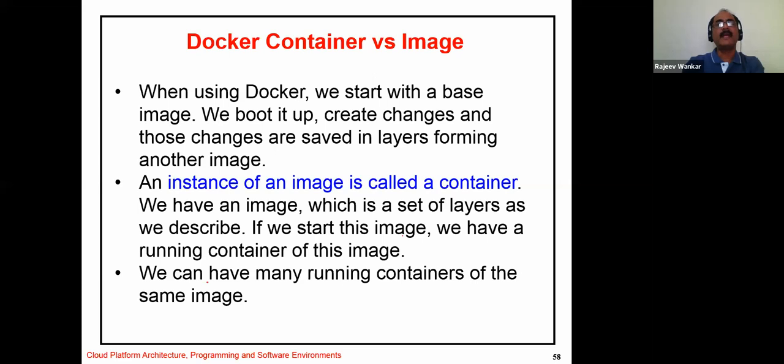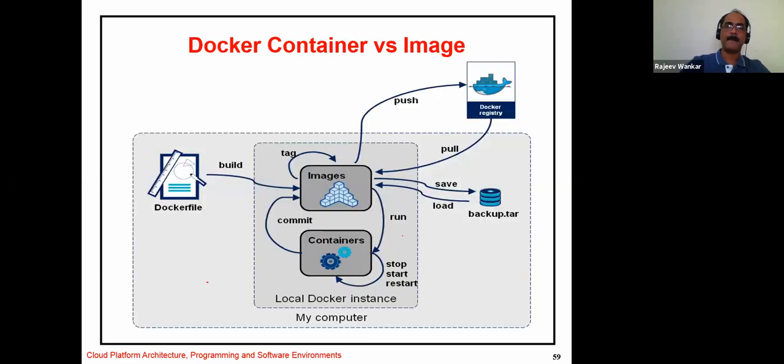But often you would find that the majority of those images have some flavor of an operating system available. That would be a very small flavor, but its granularity would vary. You can have a very small image base, or you can have a very large image base. Both are possible here. So an instance of an image is called a container. That means when it is running. If we have an image, which is a set of layers that we defined, and we want to start this particular image, we call that running the image. And we can have many such running containers of the same image.